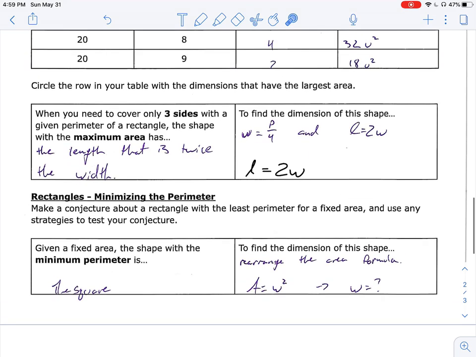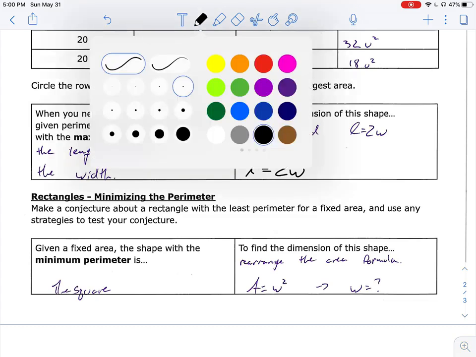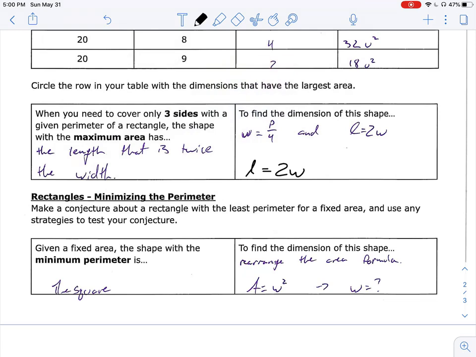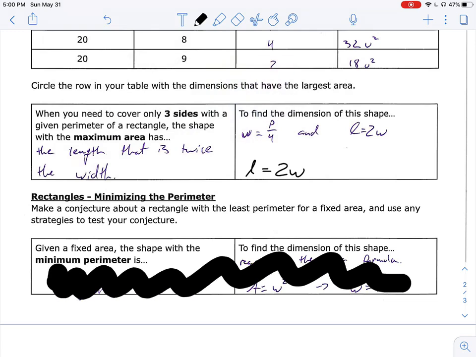So I'm not really too worried about this stuff down here. So go ahead and block this out. I don't really need you to worry about this stuff down here, but I will have you focus in on the optimization of 3 sides versus 4 sides.